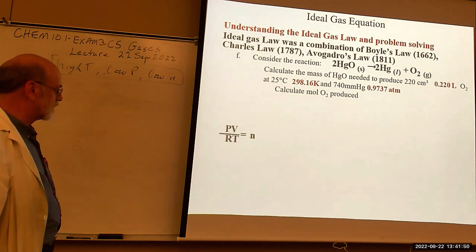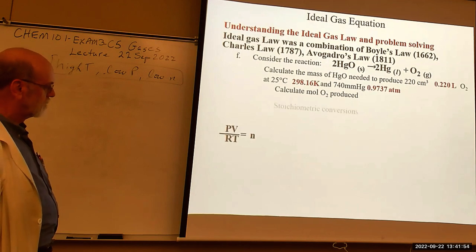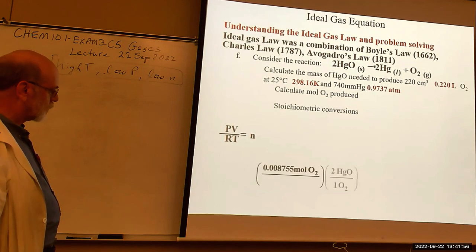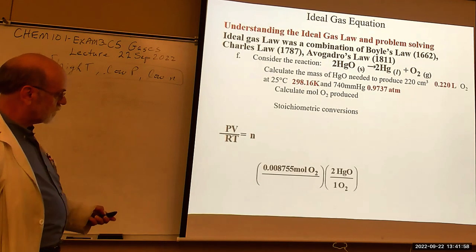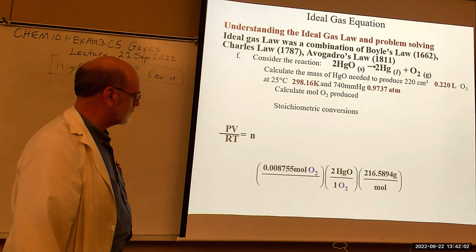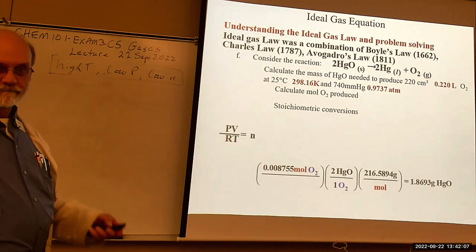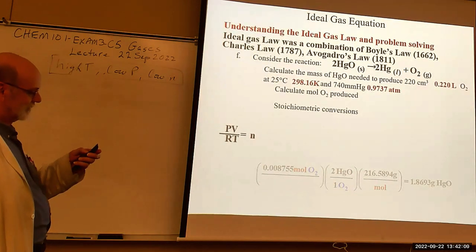And that's what this is going to do, right? That's the number of moles. And then you put the stoichiometry in there, convert it to moles of mercury(II) oxide, and then convert the mercury(II) oxide to grams. There you go. Okay.